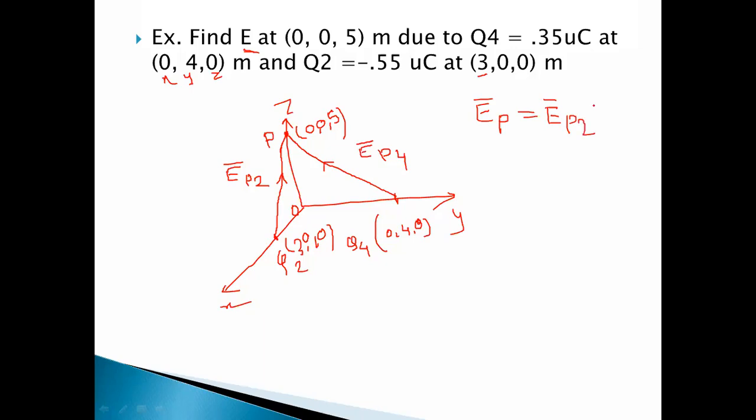Whatever data is given, just take this as it is. Don't take extra data. They are giving Q2 and Q4, so you have to also write Q2 and Q4. Don't consider Q1 and Q2. By adding this, you can simply find the final answer. Is it clear up to this point? All of you understood how to find this? Yes or no?